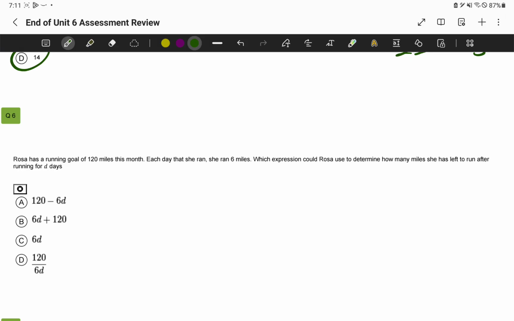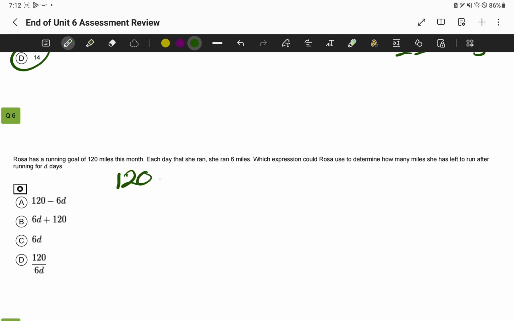Okay, so Rosa has a running goal of 120 miles this month. Each day she ran 6 miles. Which expression could Rosa use to determine how many miles she has left to run after running for D days? Okay, well, so she starts off with 120 miles.